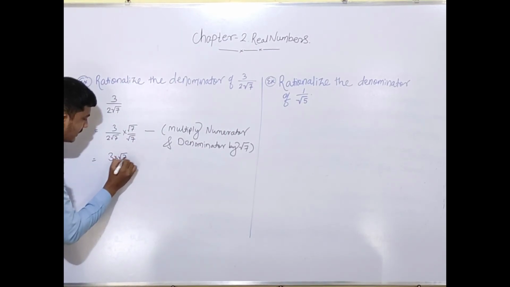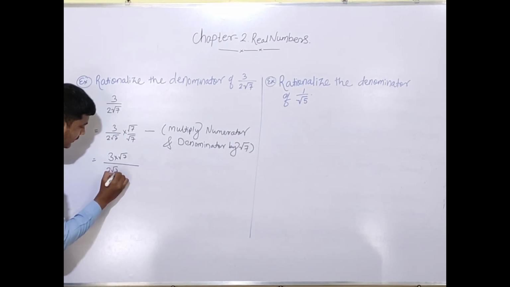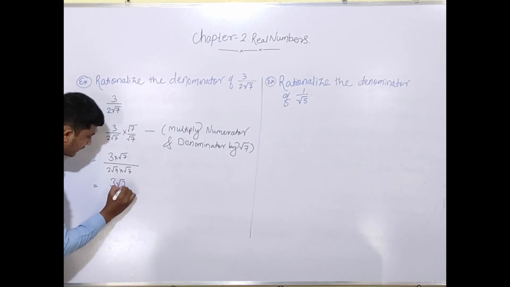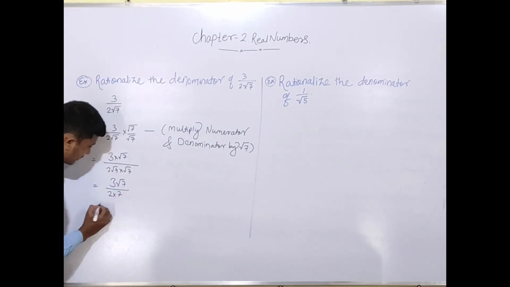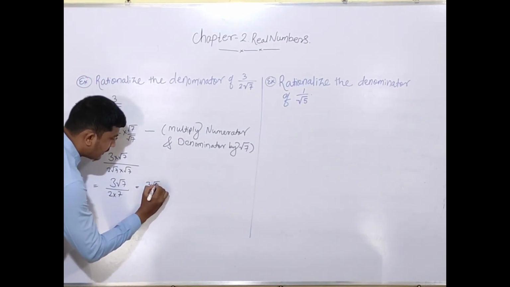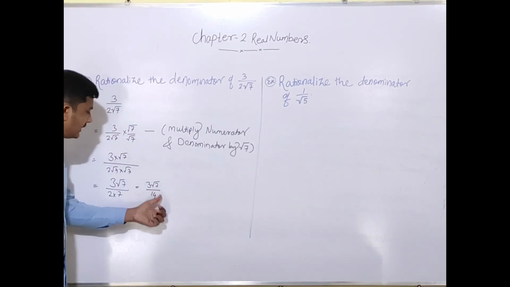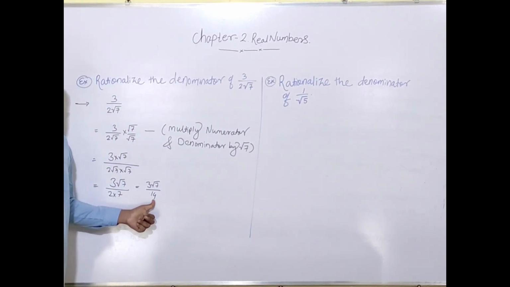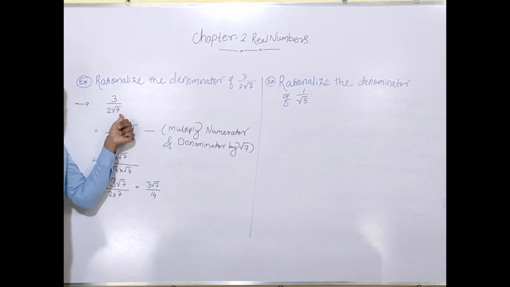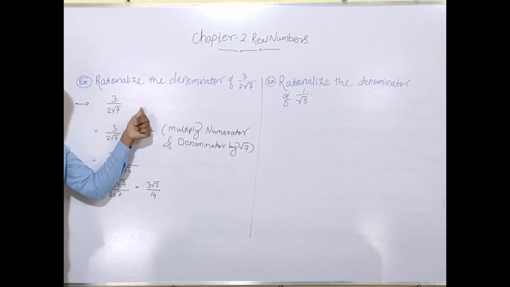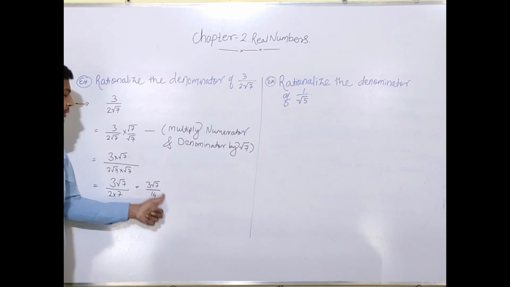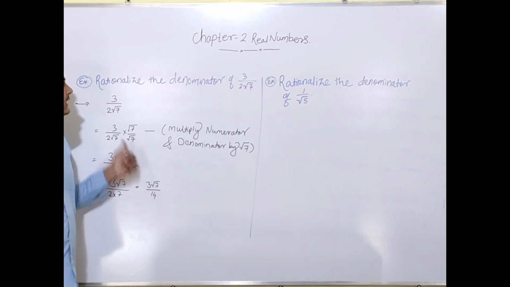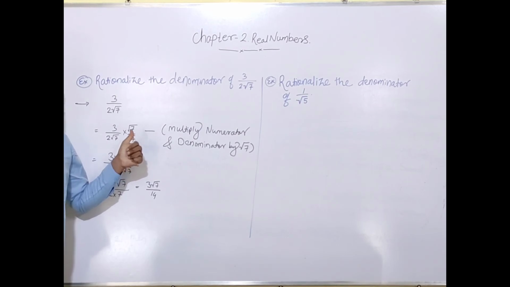Now do the multiplication. 3 root of 7 upon 2 into root of 7 into root of 7, and root of 7 into root of 7 is simply 7. So the answer is 3 root of 7 upon 14. Here in the denominator we get a rational term; before it was an irrational term. After multiplying the numerator and denominator by root of 7, the root of 7 term vanished. So this is the example of the rationalization of the denominator.